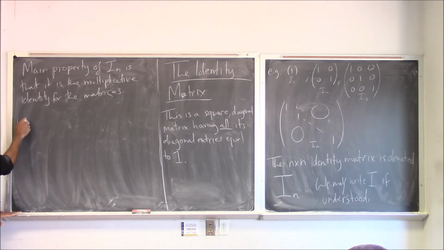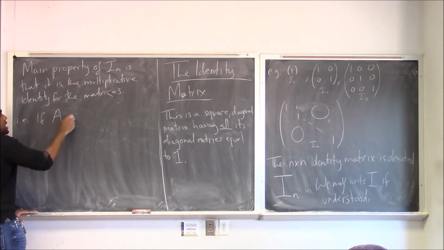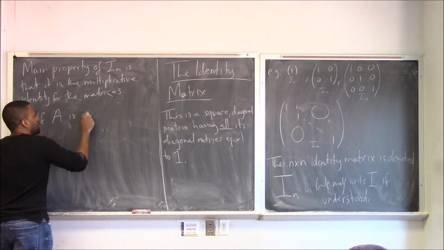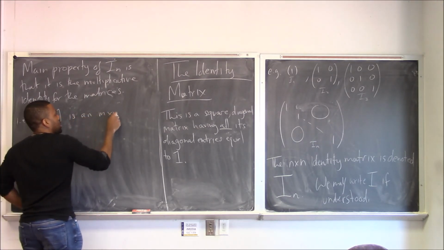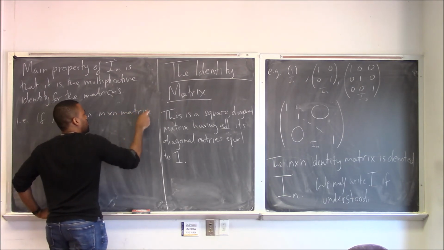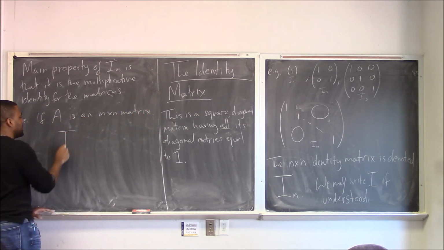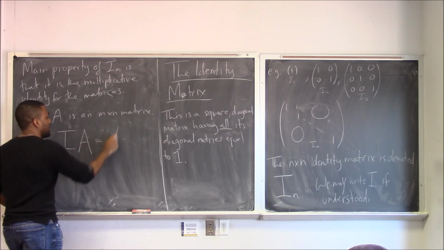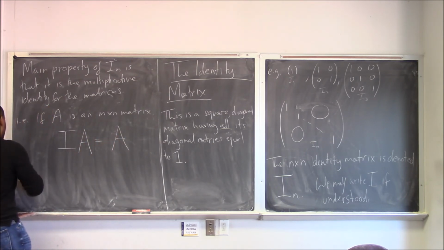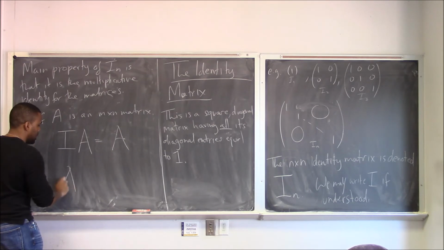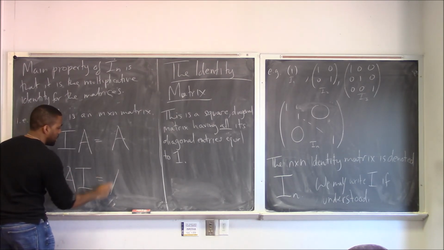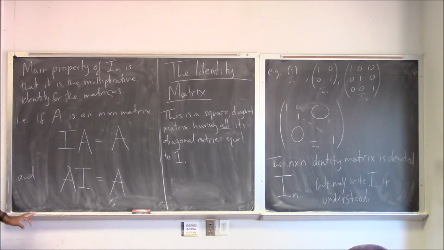And this is the multiplicative identity element for the matrices. So i.e., if A is an n by n matrix, then if I take I times A, I will get A. And if I take A times I, I will get A. What is the size of the matrix here? M. It's the M, and this is an I_n.